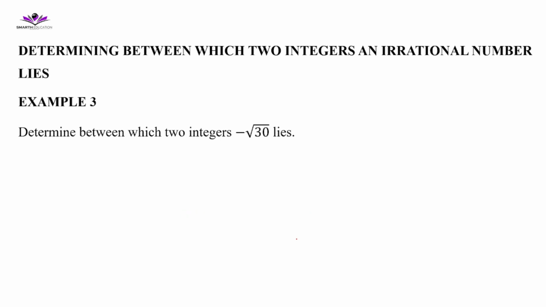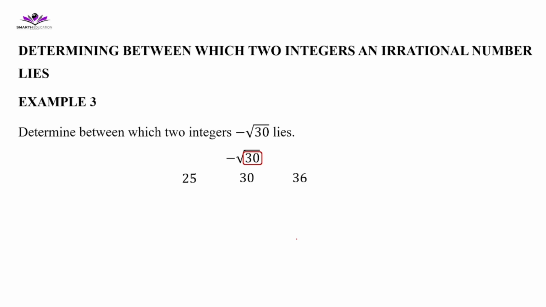Okay, let's look at the last one. Let's say we have negative square root of 30. How do we deal with this one? So we can start by ignoring the negative sign. Look at the number below the square root sign, which is 30, and then the first perfect square to be less than 30, that is what? Perfect squares are looking at 1, 4, 9, 16, 25, 36. So it means it should be 25. That's the first perfect square to be less than 30. And then the first perfect square to be greater than 30, that will be 36.